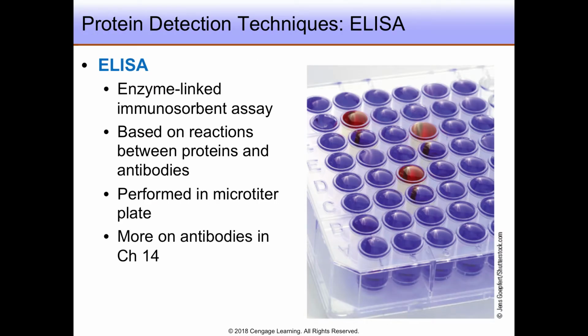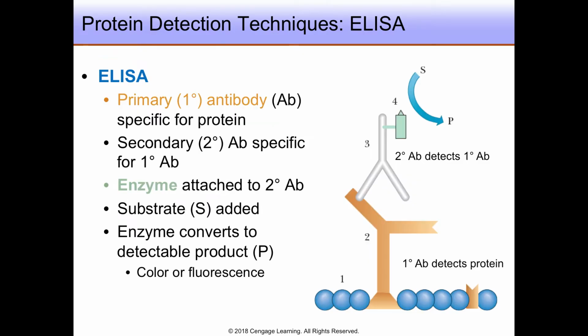A powerful technique often used to detect the presence of a target protein in a mixture of proteins is the ELISA, enzyme-linked immunosorbent assay. It is based on specific binding interactions between proteins and antibodies and is performed in a microtiter plate illustrated here. It allows for analysis of multiple samples in low volumes. We'll look more at antibody structure itself in Chapter 14.